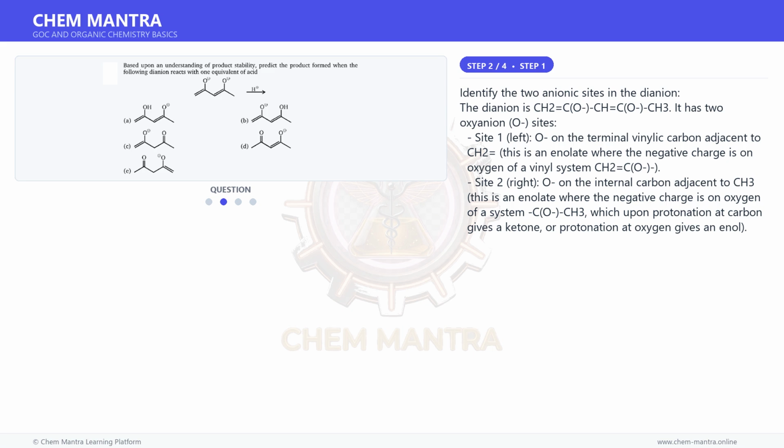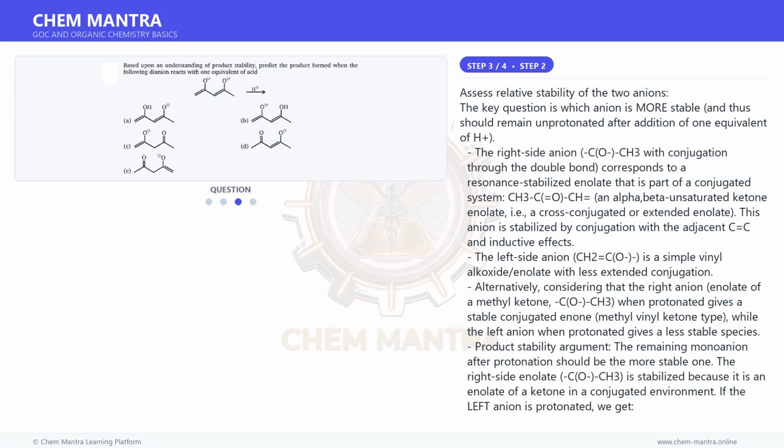Site 2, right O on the internal carbon adjacent to CH3, this is an enolate where the negative charge is on oxygen of a system C, OCH3, which upon protonation at carbon gives a ketone, or protonation at oxygen gives an enol. Moving on to the next step.